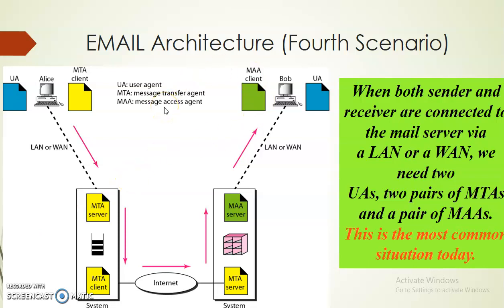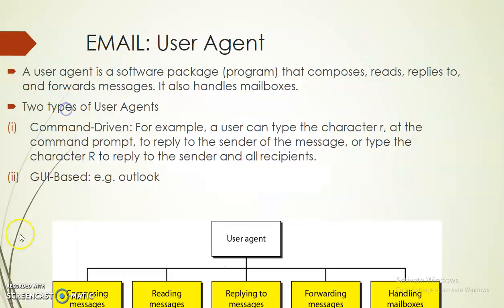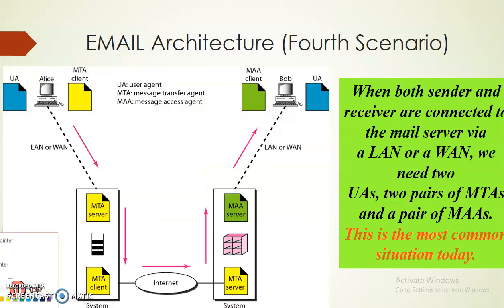This is the fourth scenario that we discussed in the last lecture. Again I am telling you, the sender and receiver are both communicating via mail servers. They are not communicating directly, they are not directly attached to the system which is sending the mail. They are connected via mail servers configured in their organization or anywhere, right?